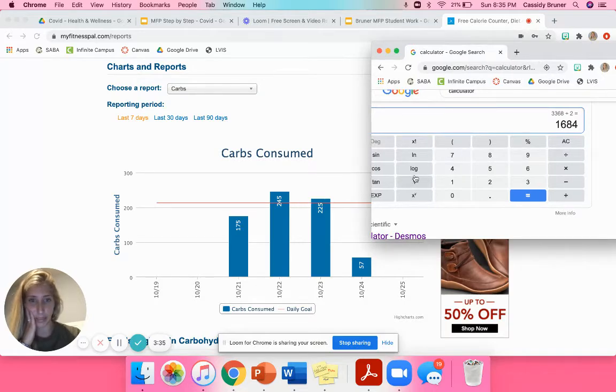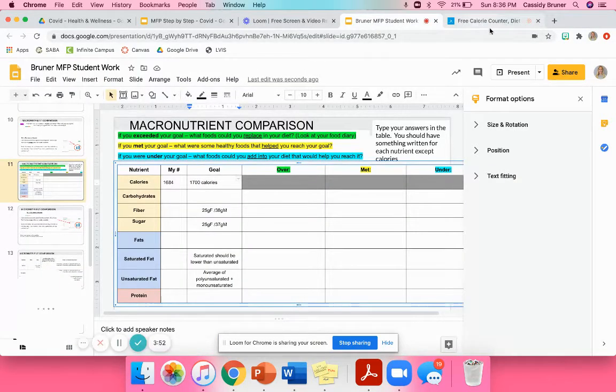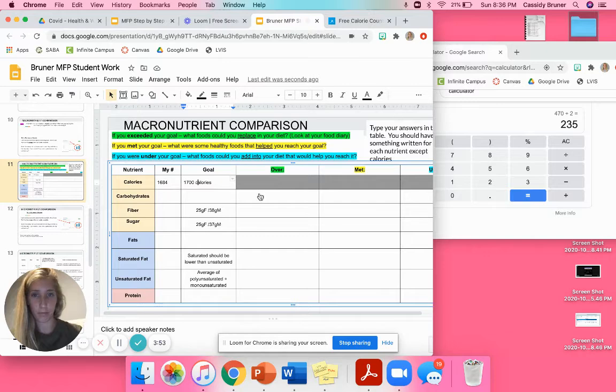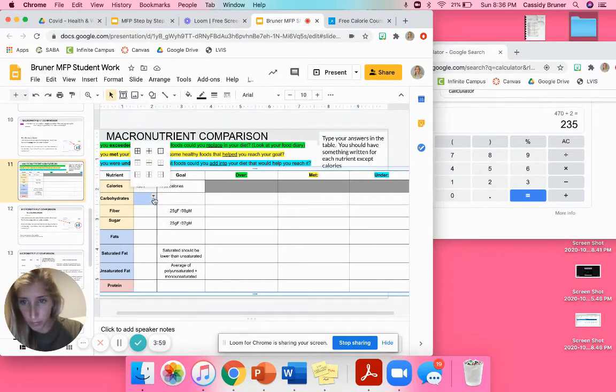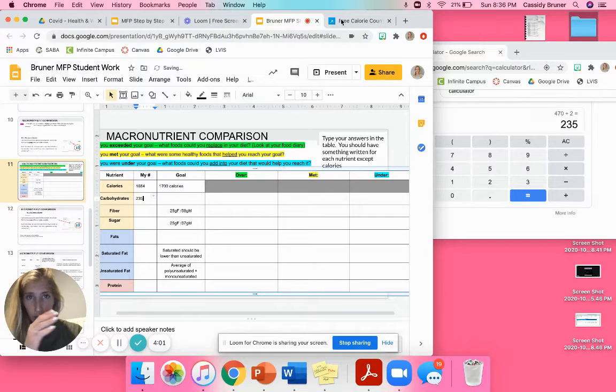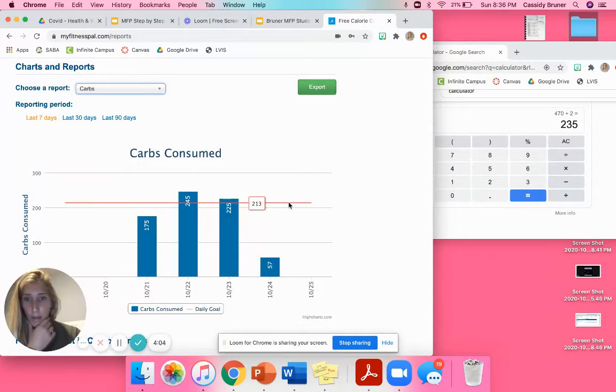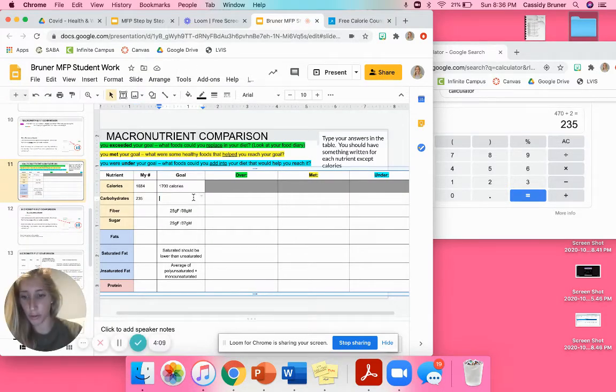So once again, I'm doing 1022, 1023. I'm going to do 245 plus 225 equaling, and then I'm going to divide that by 2. So my average carbs consumed for the 2 days I logged was 235. So I'm going to put that here. Now I need to make sure I go back and look at what my goal was. Remember, it's that red line. My goal is 213, and I got 235.